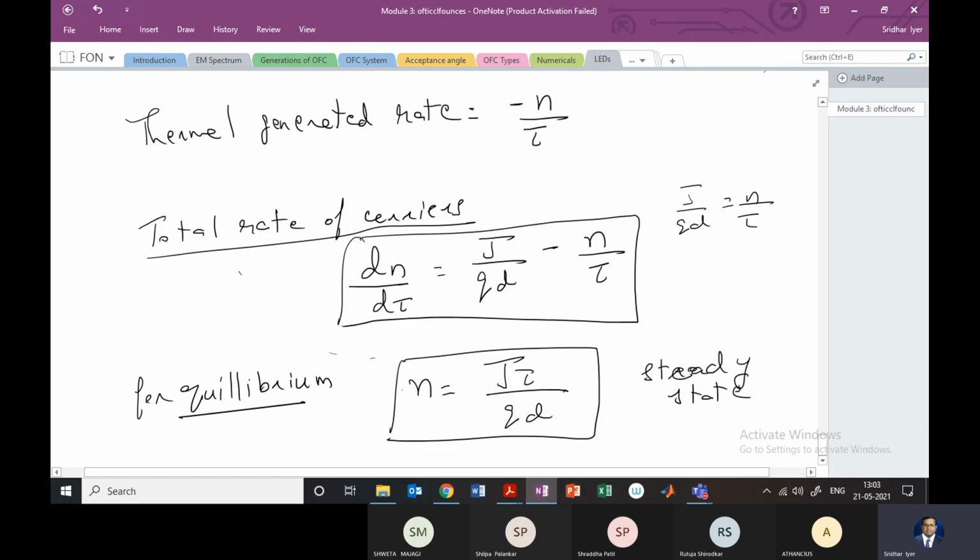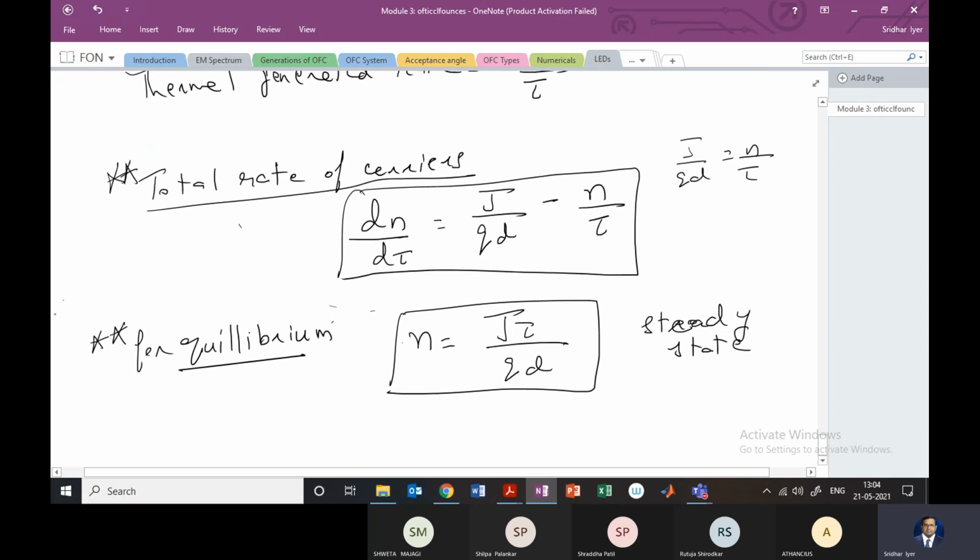Right. So this equation will help us in finding the equation for the internal quantum efficiency, and then that will henceforth help us in finding the power, and after the power then we can solve various problems based on that, right? So this is an important equation for equilibrium, and also the total rate of carriers is something which is important. Okay, so we'll be using this equation to solve the problems later, and to also find the modulation, or how the LED is going to be modulated.